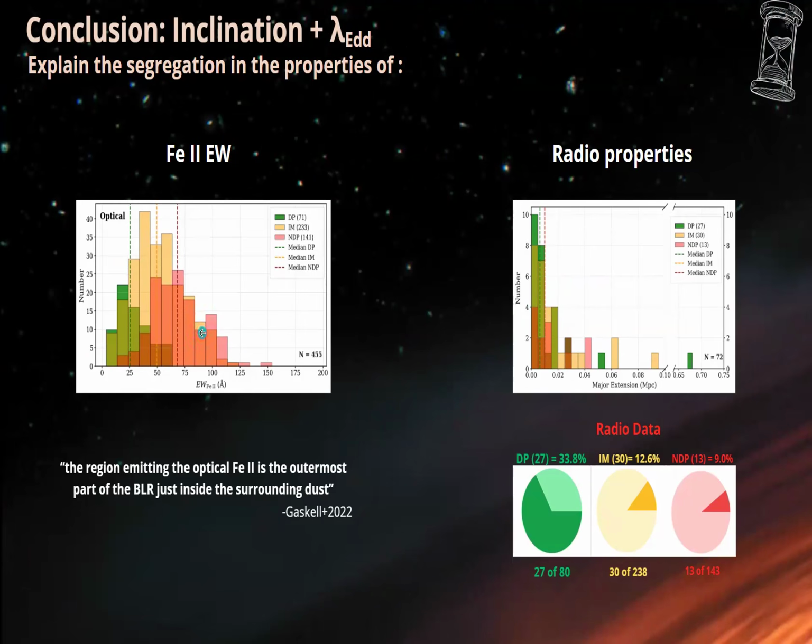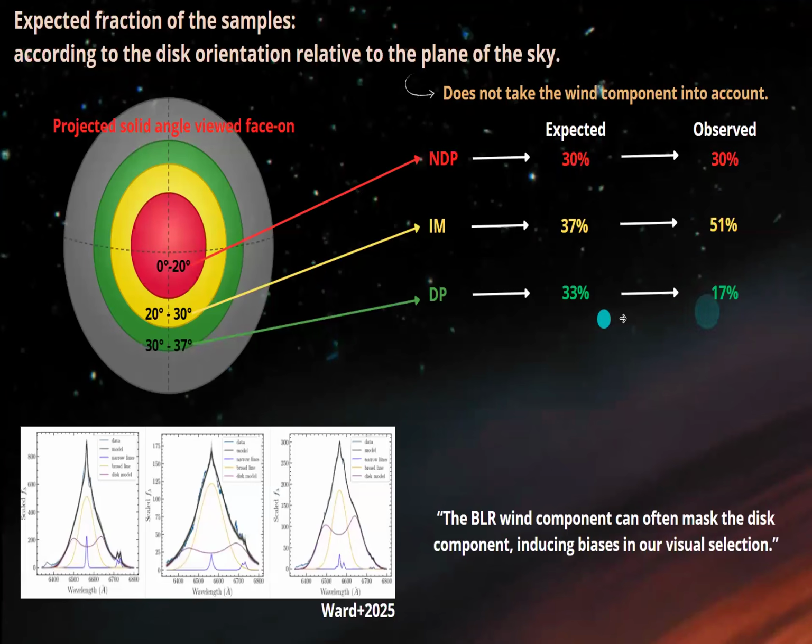But as I said before, it would take too much time to explain individually how much the inclination, how much the Eddington ratio should affect this bias. But in our paper that we will publish soon, everything is well explained. Okay. Just a second.